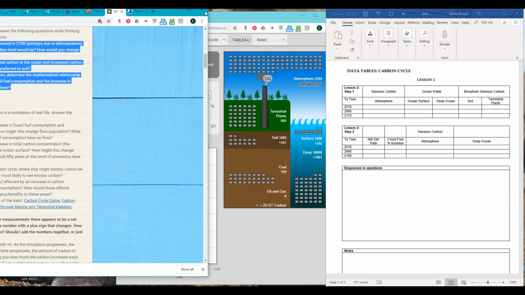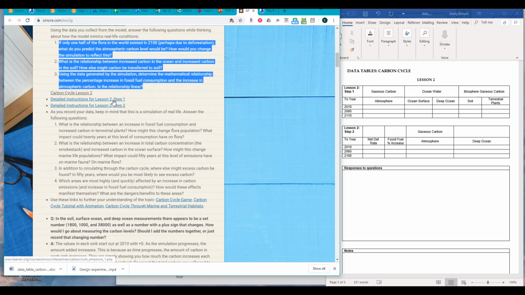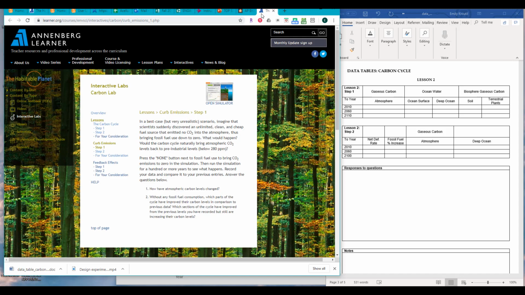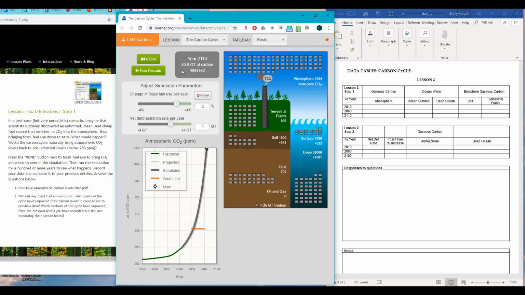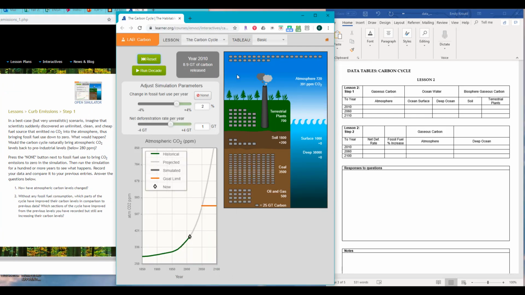I have the detailed instructions for that here. So I'm going to click on that. This is lesson 2, step 1. So it says, in a best case but very unrealistic scenario, imagine we discovered an unlimited, clean, and cheap fuel source that emitted no CO2 into the atmosphere, bringing fossil fuels use down to zero. Would the carbon cycle naturally bring atmospheric CO2 back to pre-industrial levels? So it says press the none button next to fossil fuel use to bring CO2 emissions to zero. Then run the simulation for 100 or more years to see what happens.